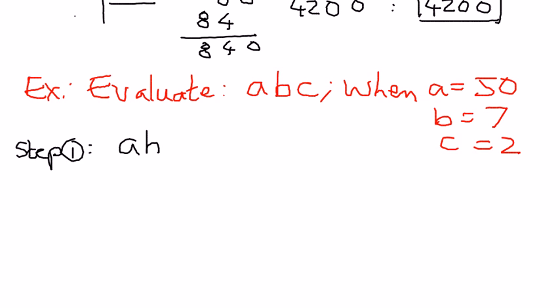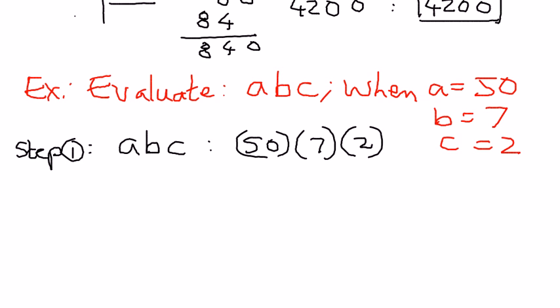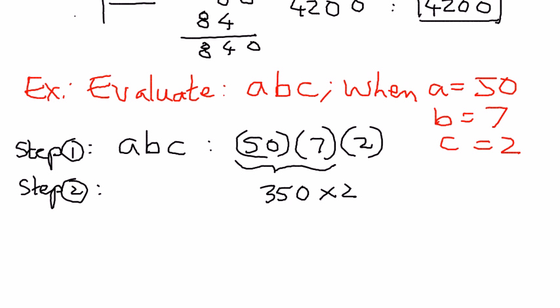A times b times c can be written out as 50 times 7 times 2, because a takes on the value of 50, b takes on the value of 7, and c takes on the value of 2. And in the second step, we can start the multiplication process. We can take two numbers at a time. 7 times 0 is 0, 7 times 5 is 35. Then we multiply that by 2. 350 times 2 is 700. So this is our horizontal multiplication process.